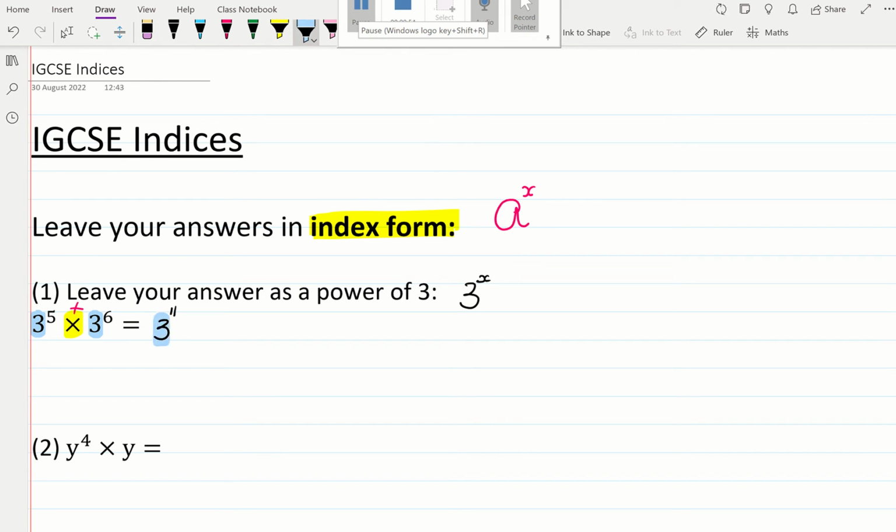And that is the same whether the base is a number or, as in question 2, the base is a letter. The base is not going to change. Now the second y doesn't have a power. That means that there's an invisible 1. And again, because it's a multiplication, we are going to add the powers. 4 plus 1 gives us a power of 5. So the answer is y to the power of 5.